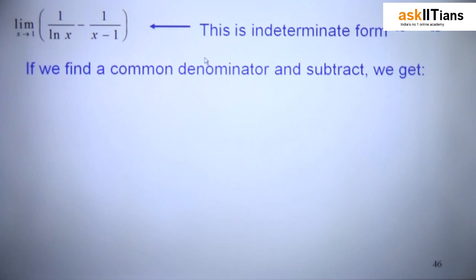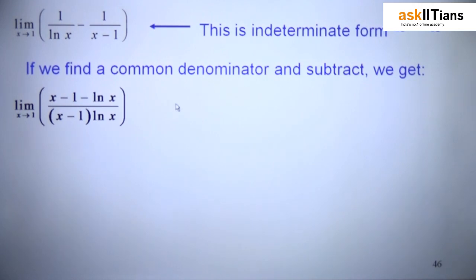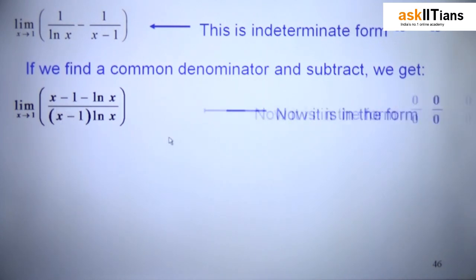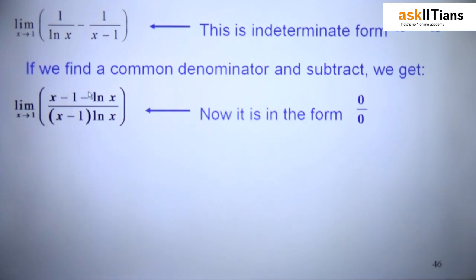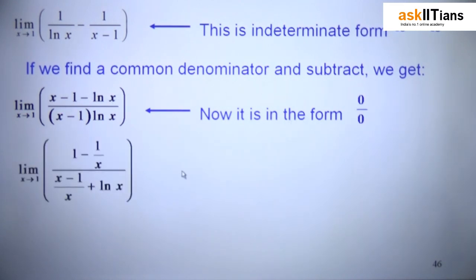So my main motive in this case will be to convert this into a single fractional function. So let's see how we'll do that. I'll take the LCM, and the LCM will turn out to be x minus 1 minus ln x, and in the denominator I'll have x minus 1 into ln x. Now this form can be seen as a 0 by 0 indeterminate form.